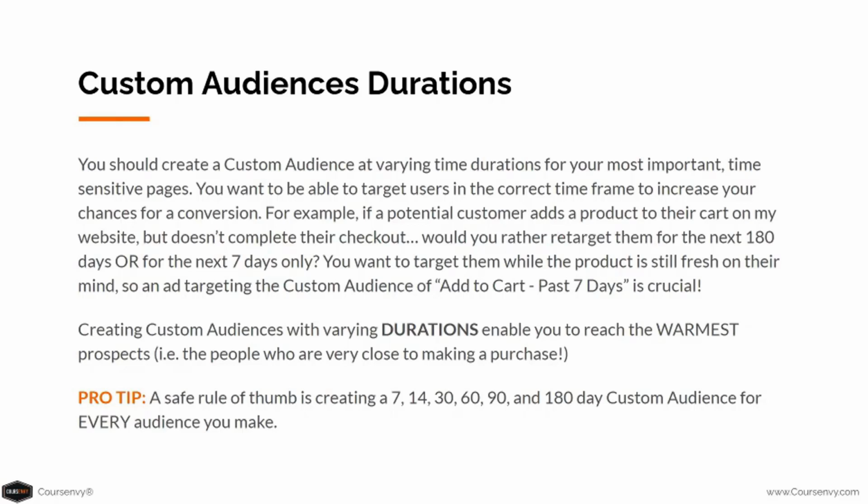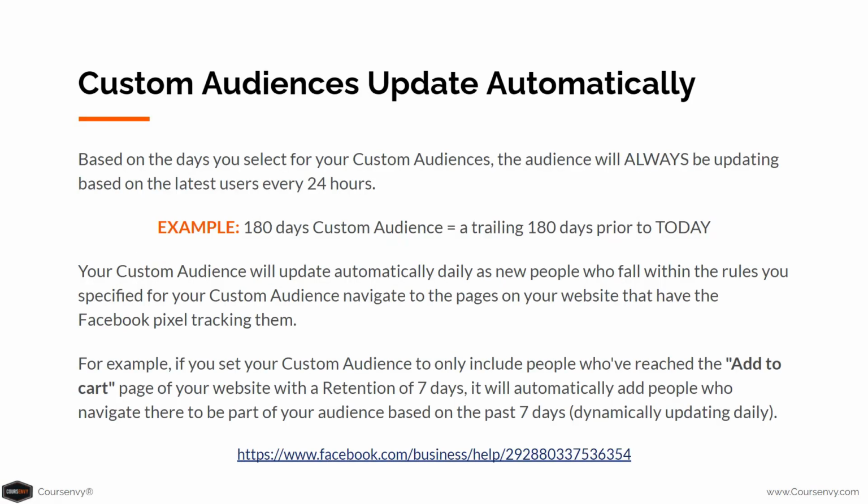Creating custom audiences with varying day durations enable you to reach the warmest prospects, i.e. the people who are very close to making a purchase. So a pro tip: whenever you create a custom audience, my rule of thumb is to create one at a 7-day, 14-day, 30-day, 60-day, 90-day, and 180 day. You never know when you're going to be using each one, so you just will have them all created. And remember, custom audiences update automatically.